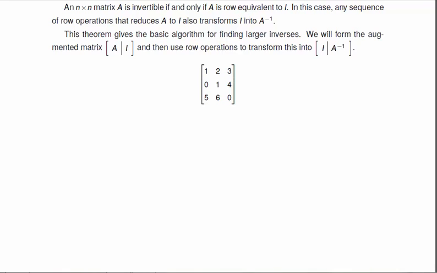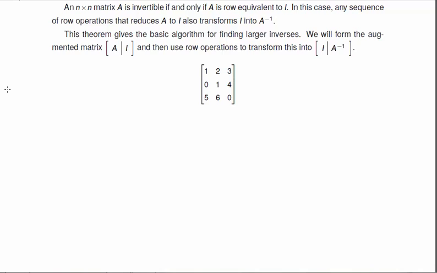So now we'll consider the inverse of a larger matrix. In general, a matrix is invertible if and only if it's row equivalent to the identity. And in this case, any sequence of row operations that reduces A to the identity also transforms the identity into the inverse. So this gives us our basic algorithm. We need to form an augmented matrix with A on one side and the identity on the other. And then we'll row reduce it to get the identity on the left side, and A inverse will pop up on the other side.